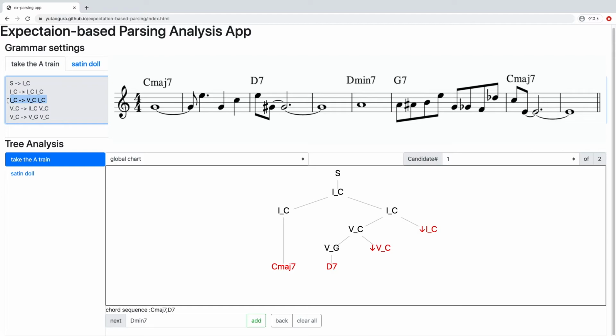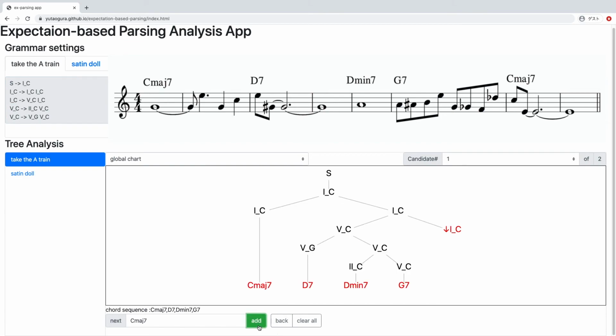Since the left side of this rule is first degree of C, it connects well to the first degree of C predicted at the subsequent structure when C major 7 was input earlier. Then, the term replacement operation is performed, and it is combined with the previous tree structure. Note here that the second rule is bounded by a threshold because its grammar rules include left recursion.